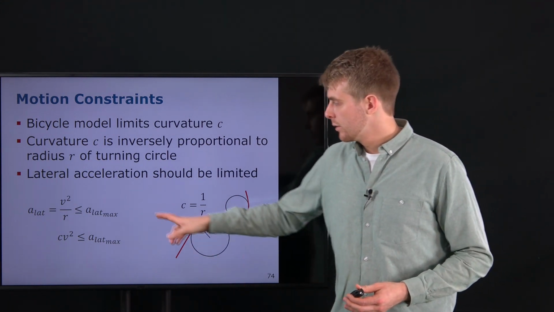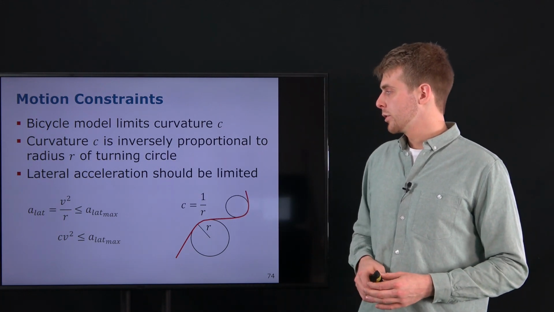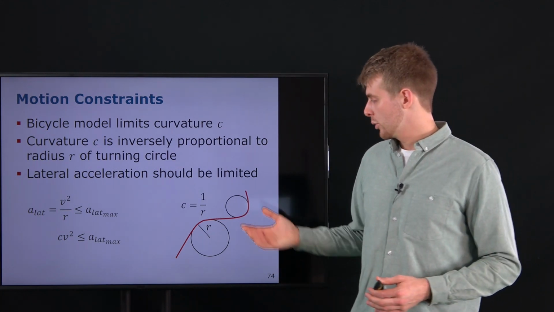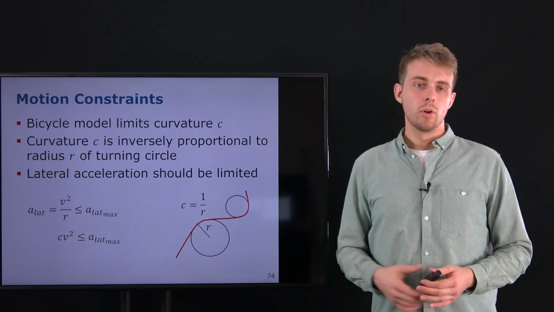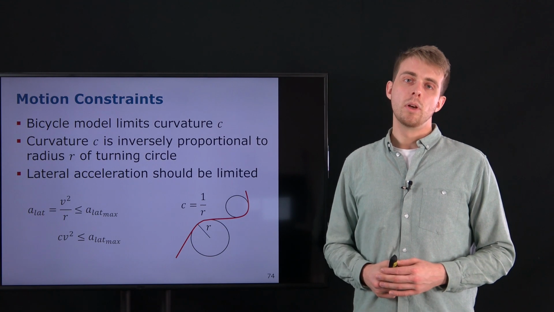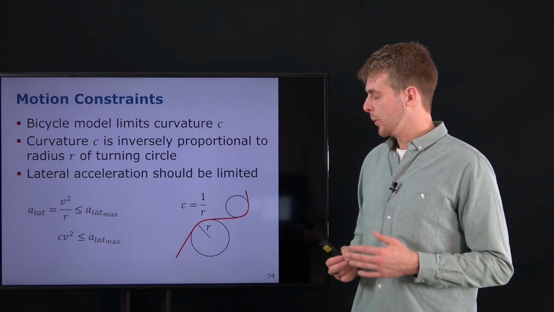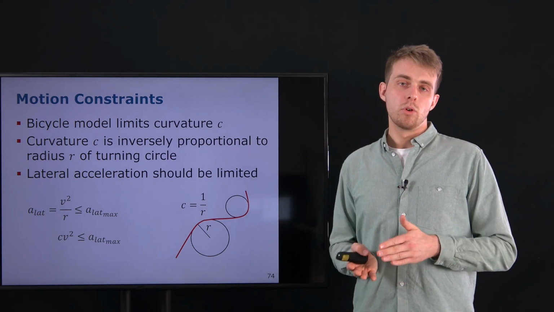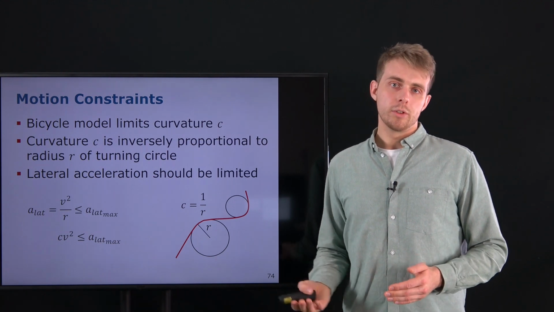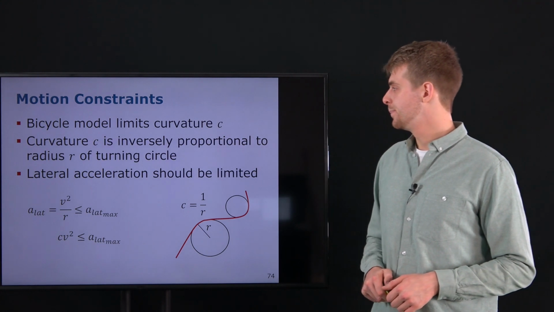You can see from this derivation that the lateral acceleration is the velocity squared divided by the radius. With this curvature definition, it's then c times the velocity squared, and this should be below this threshold. You can see from here that we could now either reduce the curvature, so make the trajectory more straight, or just reduce the velocity in order to meet this condition.